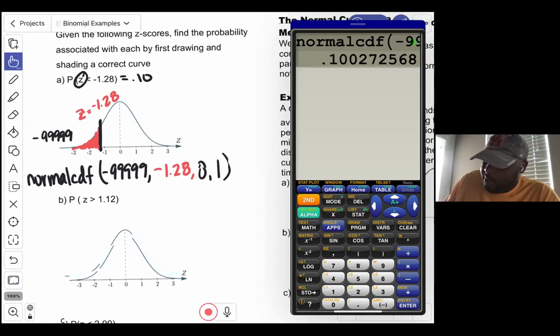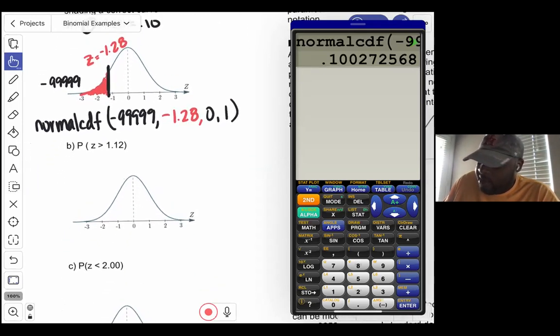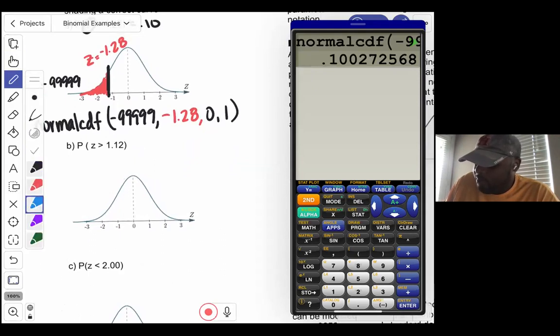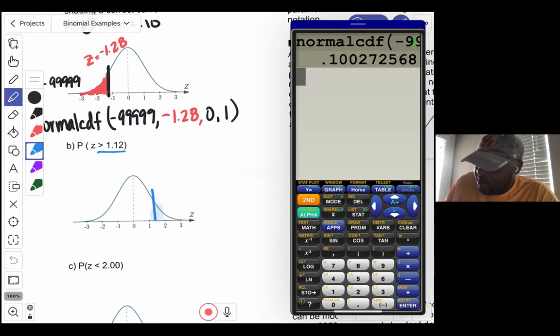If we look at the next one, this one says the probability Z is greater than 1.12. So again, locate 1.12 on the curve. Now, this one says to be greater than, which means shade to the right. So we're going to say everything to the right this time. So when I do this one, it'll say normal CDF.